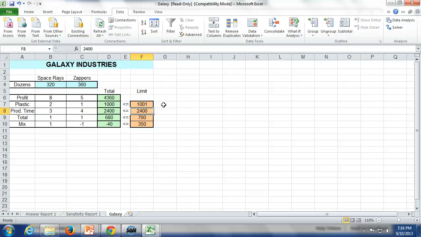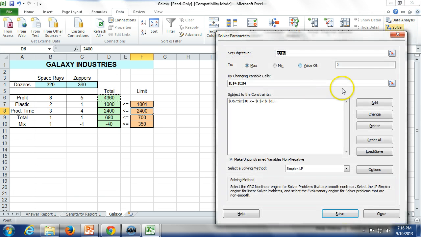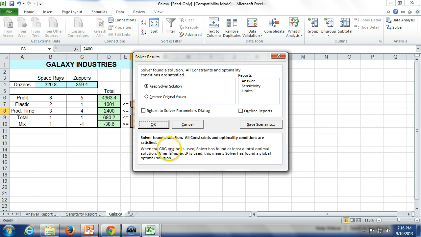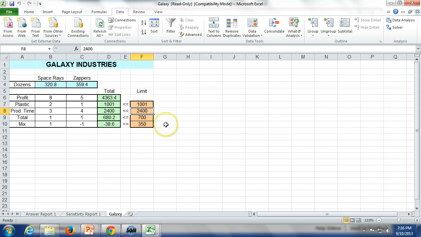$4,363, and let's see if it's right. I'm going to click Solver, Solve. Taking some time, but it comes back and it goes up to $4,363.40. That extra unit of plastic, now we know what it's worth. This is what's holding me back, and this is how it's holding me back. This is how much an extra unit of plastic is worth to me.